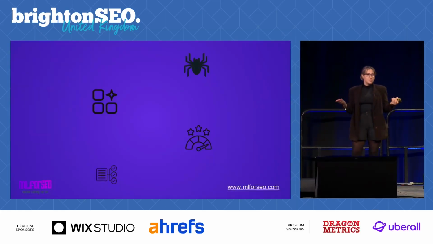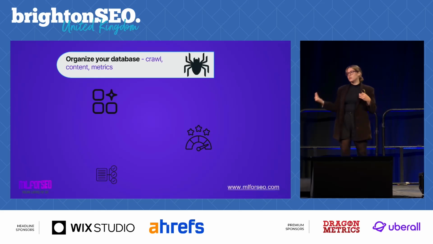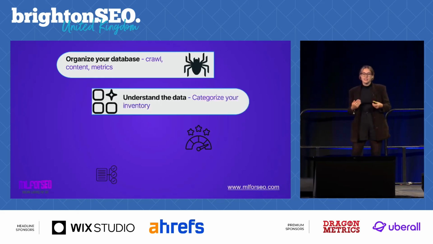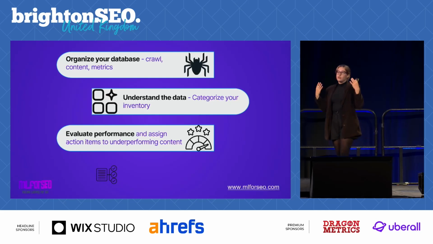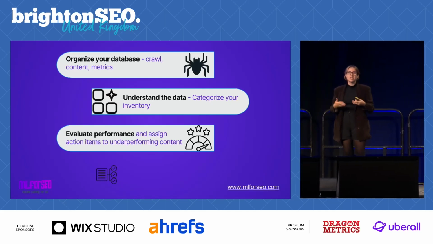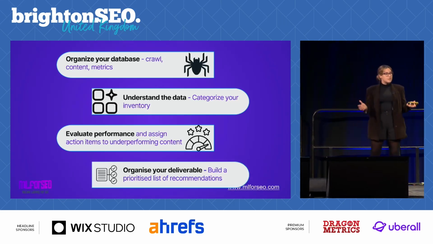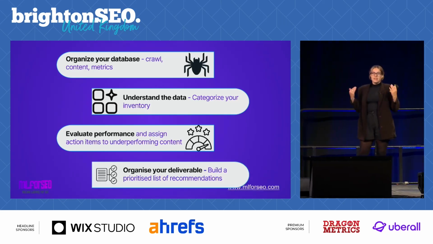So typically when you do an audit, you organize your database, you crawl, you pull content and metrics, then you understand the data, you categorize your inventory, then you might evaluate the performance and assign something to be done, which typically doesn't get done, but still you do it. And then you organize a deliverable and ideally build a prioritized list of recommendations for people to execute.